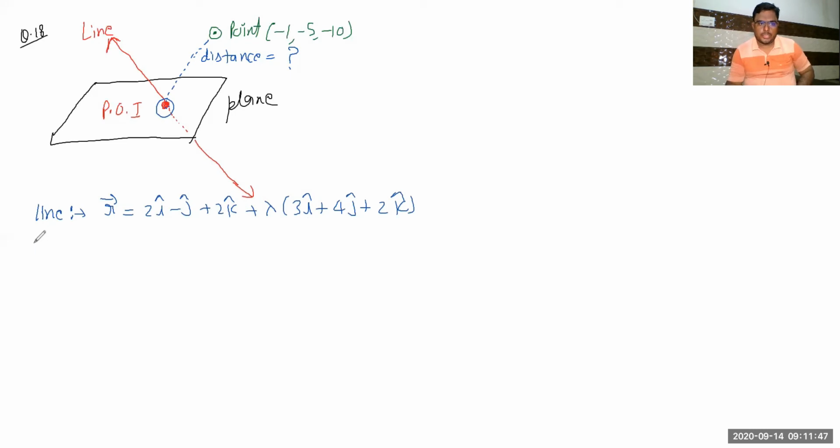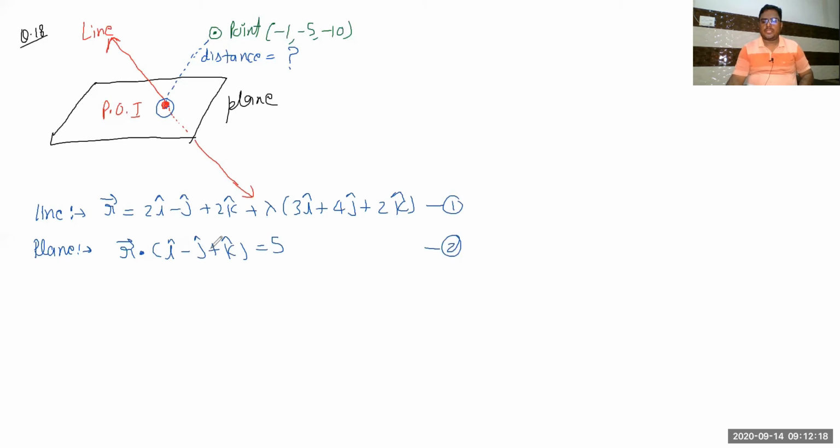And what is the equation of plane? The equation of plane is r vector dot i minus j plus k equal to 5. R vector dot i minus j plus k equal to 5. So main problem in this question is how to find out the point of intersection of plane and line. Suppose it is equation 1 and it is equation 2.